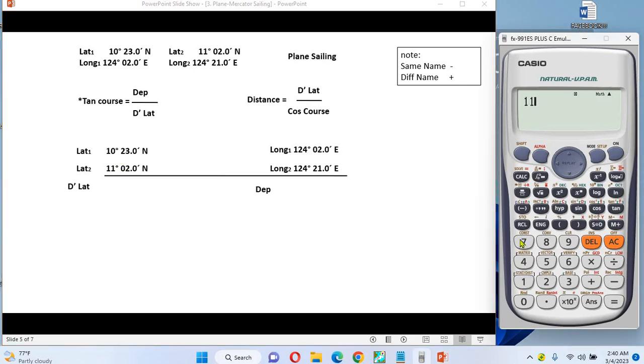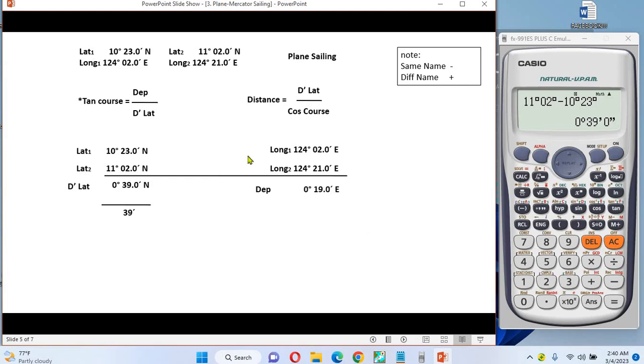So 11 degrees 02 minutes minus, because why minus? Because same name minus. So minus 10 degrees 23 minutes equals, boom, 39. So there you go, 39. Okay, next, bring down 39 because it's already minutes.